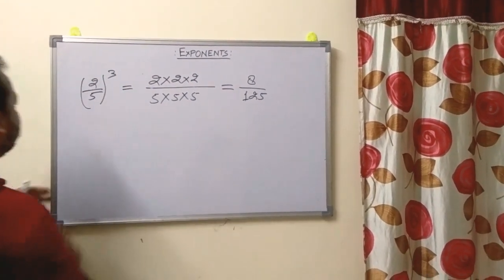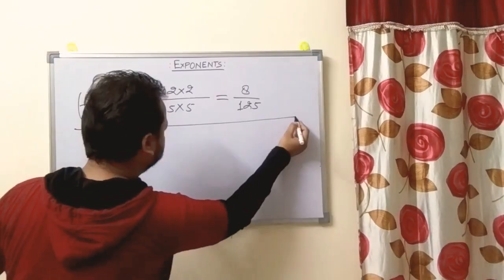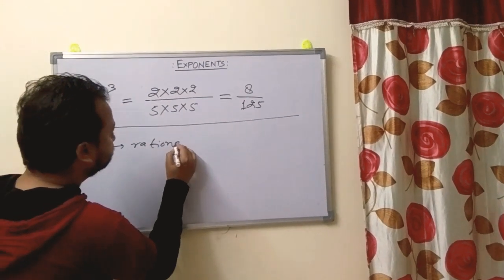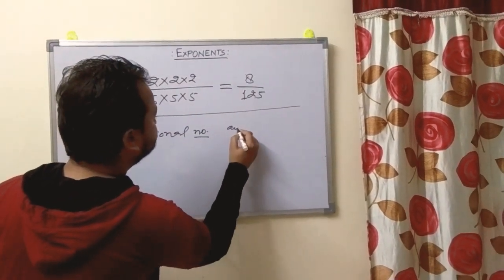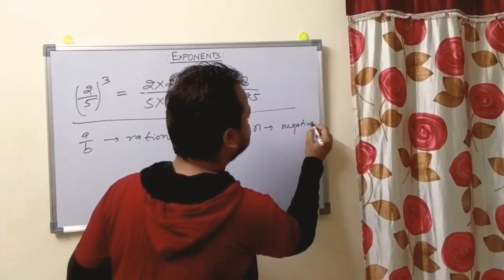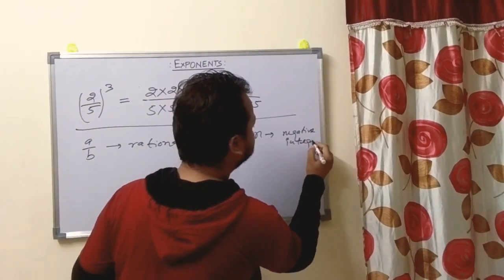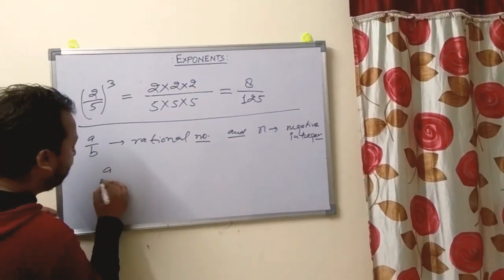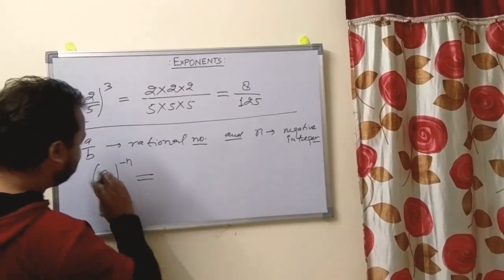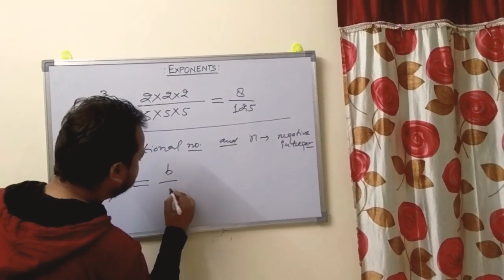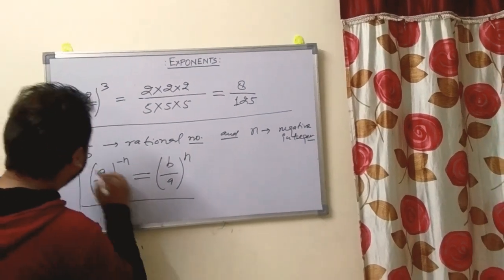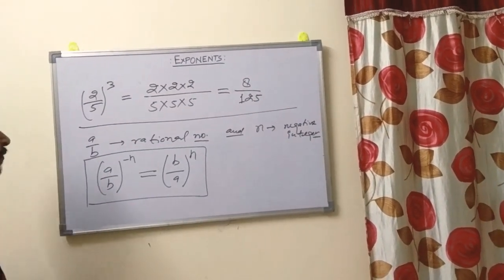And if a by b is a rational number and n is a negative integer, then (a by b) whole power minus n, you can write it by taking the reciprocal, means (b by a) power n, right? This is also a formula.